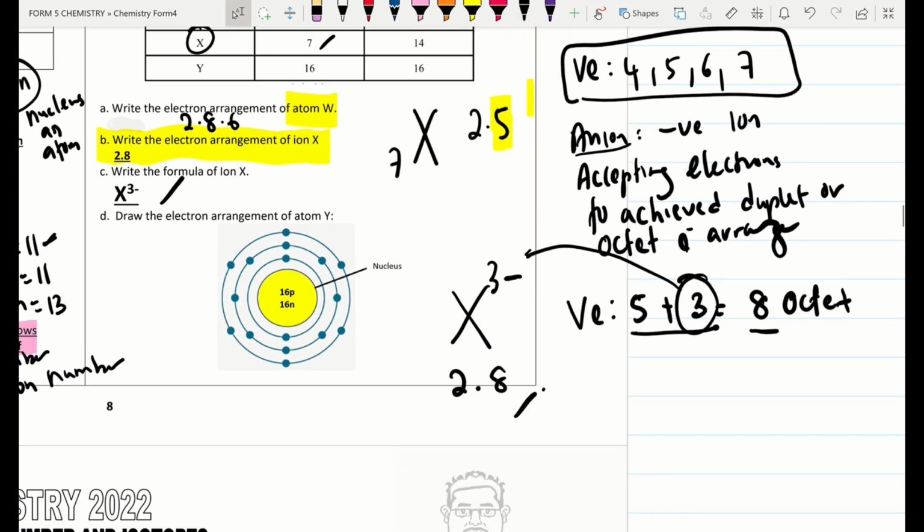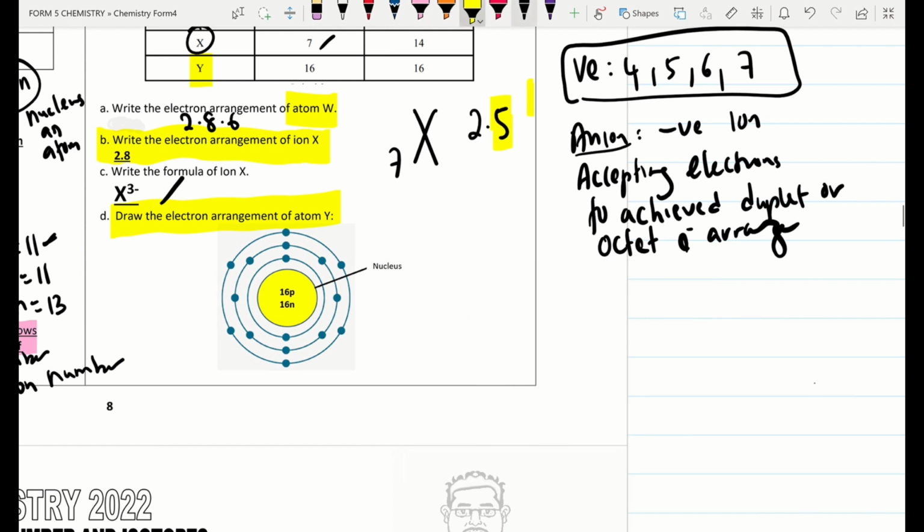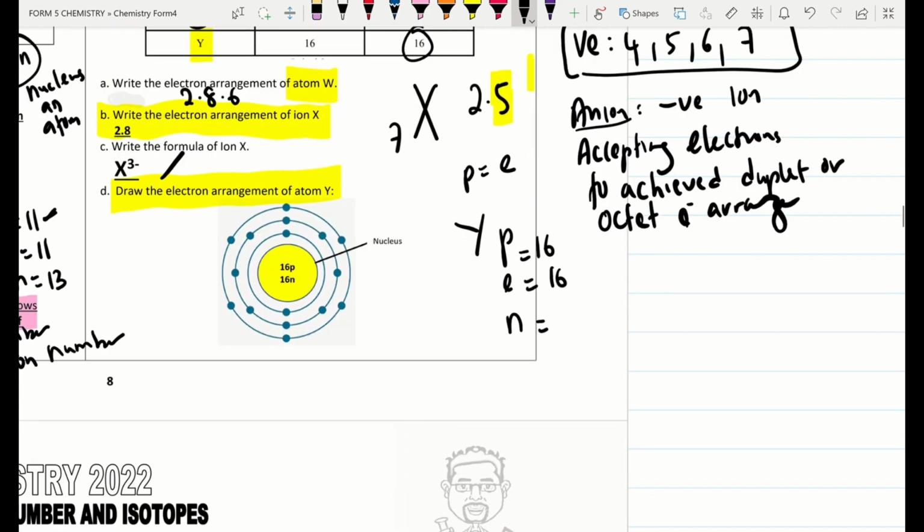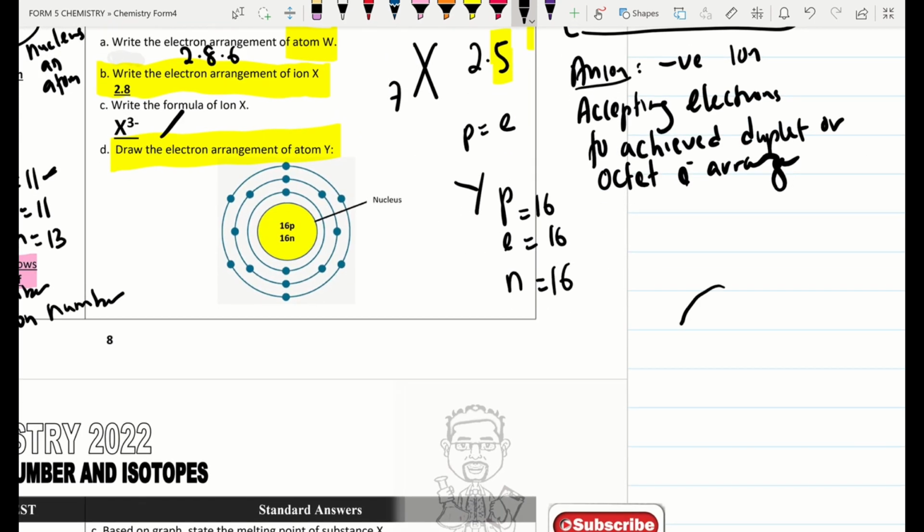Next we move on to the next question. Draw the electron arrangement of atom Y. Before we draw, proton will be 16. This atom is neutral, so proton equals electron. So electron 16, and the number of neutrons given is 16 also. We draw the nucleus. Inside the nucleus, we put 16p and 16n, and we do the electron arrangement 2.8.6. This is first shell, second shell, third shell. The first shell 2 electrons, second shell 8 electrons, and the valence shell will be 6 electrons.